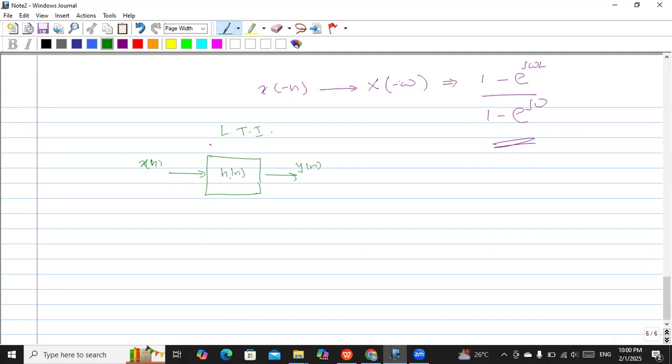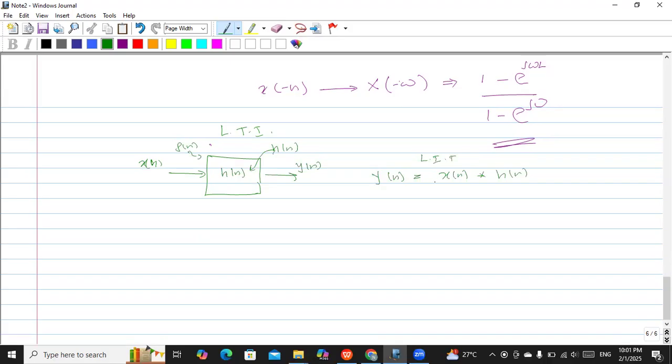an impulse response hn. If you apply an impulse here, the output due to the impulse is the impulse response. If you apply delta n, the system will output hn. This is the characteristic of this system. So the output yn can be written as xn convolution hn, for an LTI system.